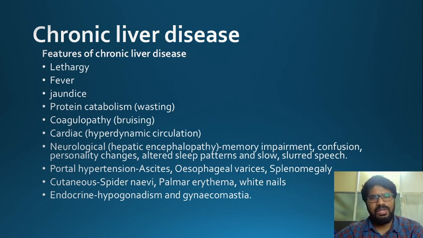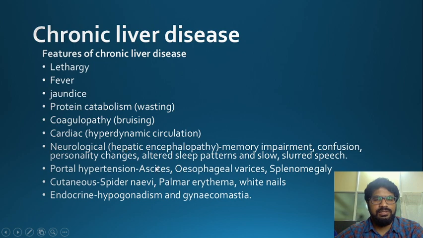Next, the synthesis of clotting factors is affected, so the patient can land into coagulopathy, which leads to development of bruises all over the body. And in chronic liver disease, there is hyperdynamic circulation. There is increased cardiac output. And then neurological features like memory impairment, confusion, personality changes, altered sleep patterns, slurred speech, and finally the patient can land into coma also.